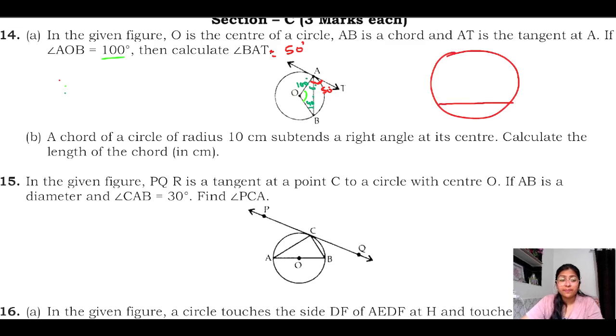A chord of a circle subtends a right angle at the center. This angle is 90 degrees at the center and this is the chord AB. The radius is given as 10. We need to find the length of the chord. We can find it with the help of the Pythagoras theorem. Hypotenuse square is equal to perpendicular square plus base square. Here perpendicular and base are of the same length, 10. So the hypotenuse will be 10 root 2. So the correct answer is 10 root 2 centimeter.